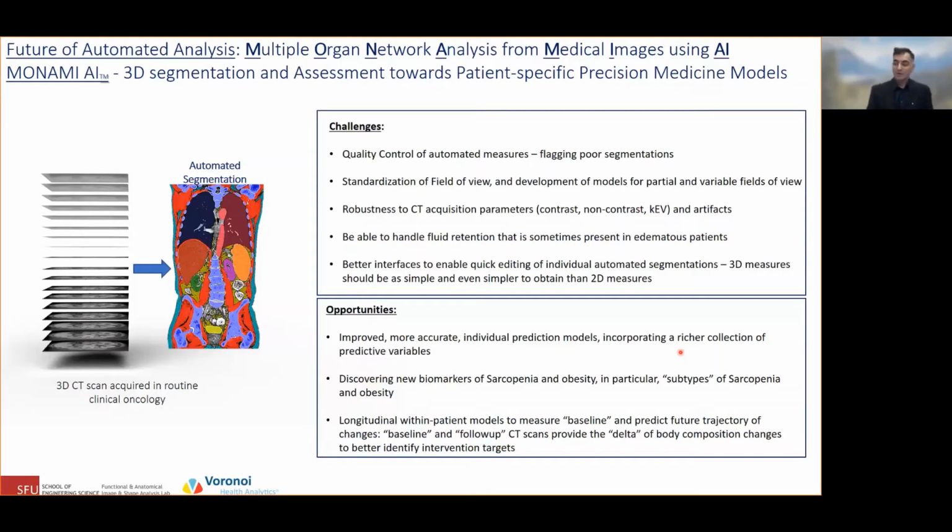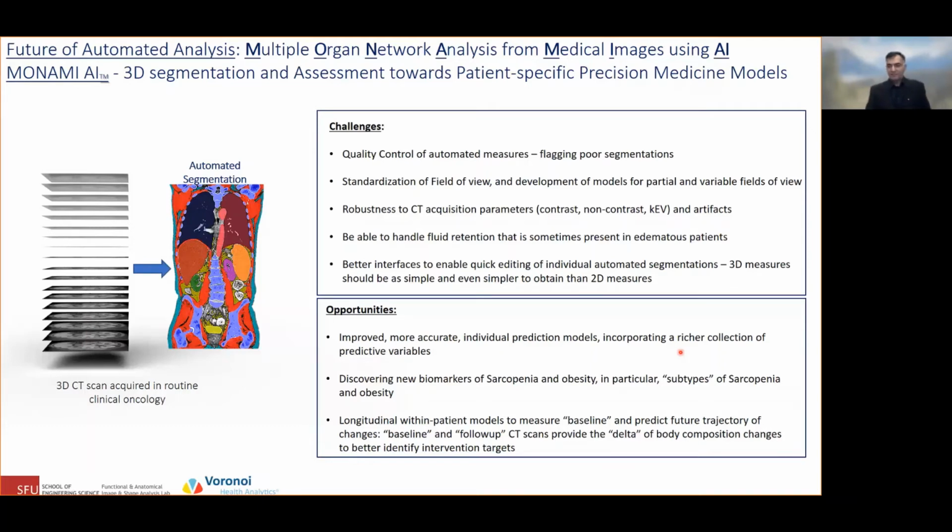Improved, more accurate individual prediction models that incorporate a richer collection of predictive variables that allow us to discover new biomarkers of sarcopenia and obesity and particular subtypes of sarcopenia and obesity, and within individual longitudinal modeling of how the individual is changing and prediction of where their skeletal muscle and adipose tissue is going to be in the future as a result of clinical intervention will all be opportunities that can be enabled by these approaches.